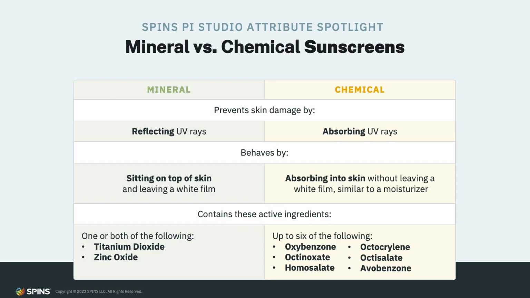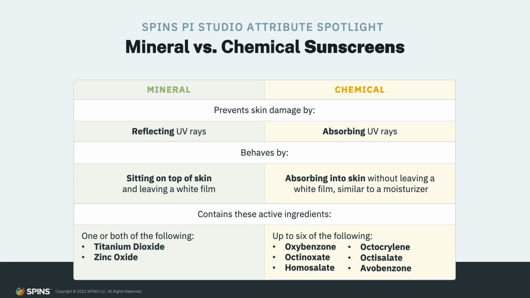Chemical sunscreen achieves the same goal, preventing sun damage, but by doing the exact opposite, absorbing UV rays. Chemical sunscreens act like lotion, and once absorbed into your skin, the active ingredients soak up the UVA and UVB rays that would otherwise result in sunburns and increase the likelihood of skin cancer.